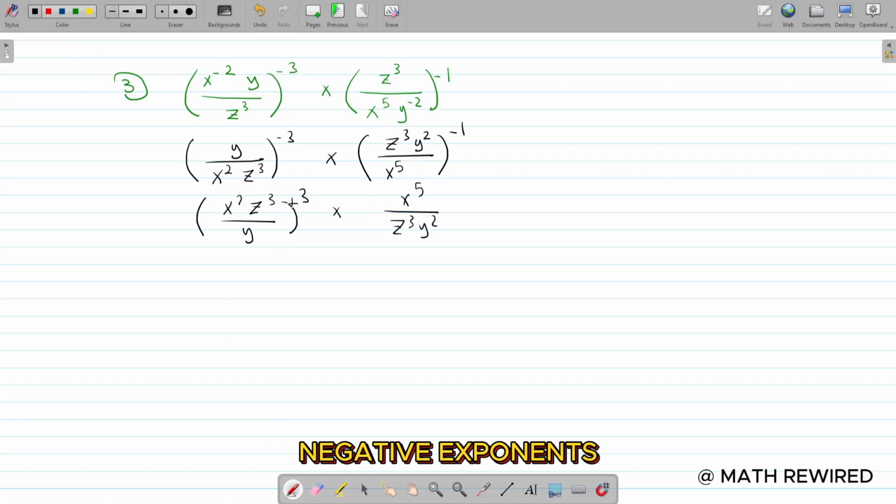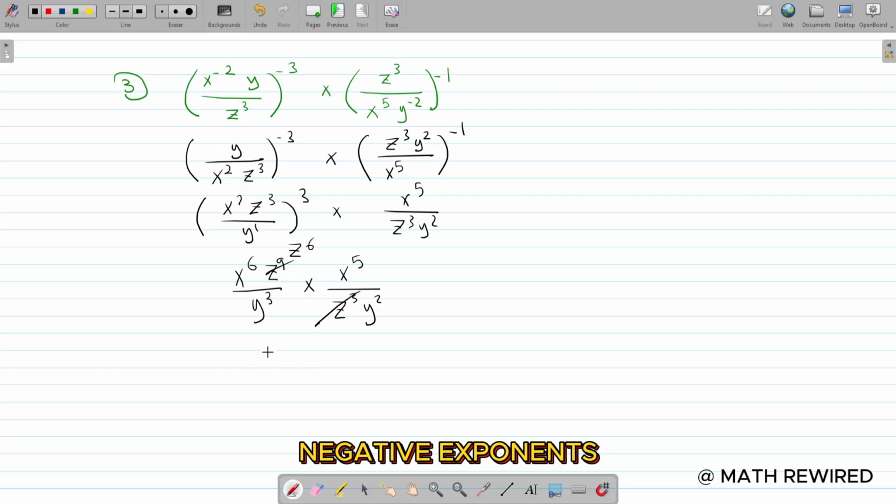But here we have to distribute the exponent inside now. You're going to have x to the power of 6, z to the power of 9, multiplying the exponents here. But don't forget the y has a 1 as well, and you still have to multiply the 3 into the 1, and you're going to get y cubed times x to the 5 over z cubed y squared. Now, z cubed cancels, and z to the 9 becomes z to the 6. And now we cannot reduce anymore.